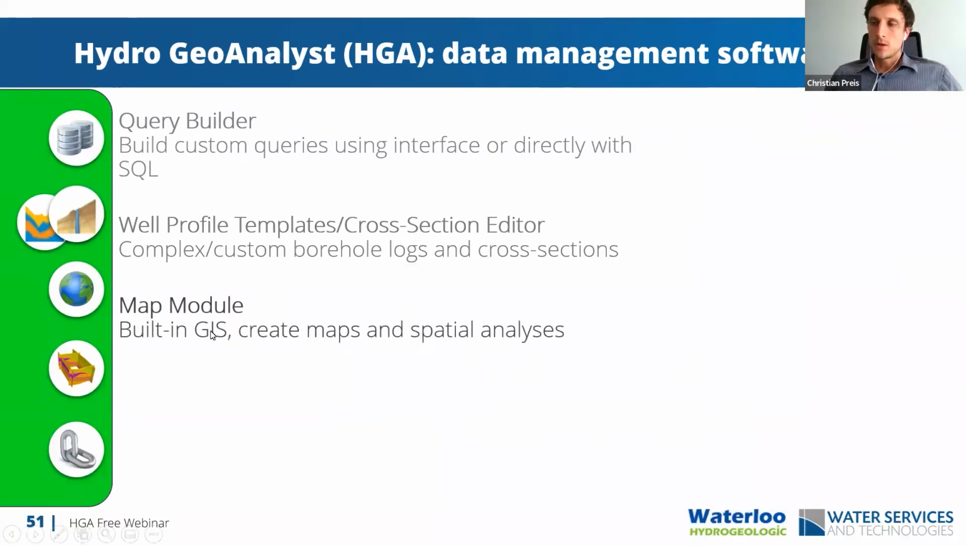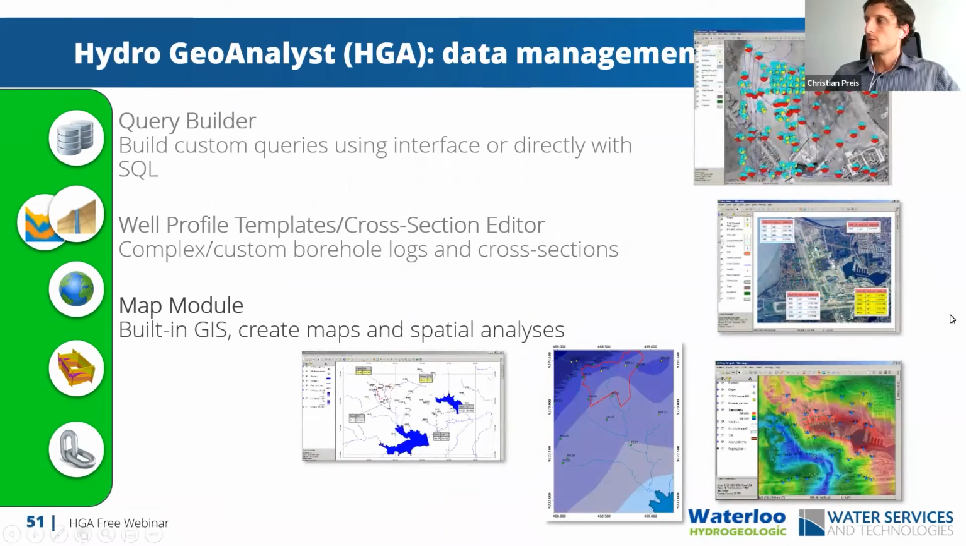We have the map module, which is a built-in GIS, so you can create maps and make some spatial analysis using the data inside your database. If you have a raster file with the image of the area you're studying, you can put it in the map manager, and then you have all the coordinates of your points. You can plot these points in your map, and if you have water quality data, you can plot this data in the map.